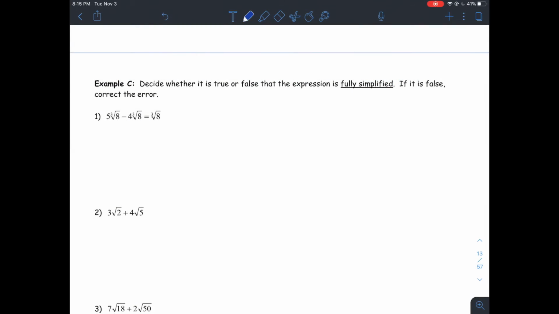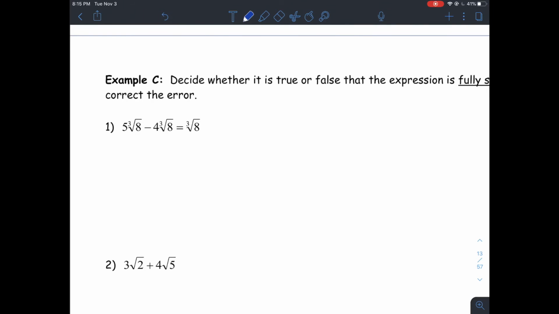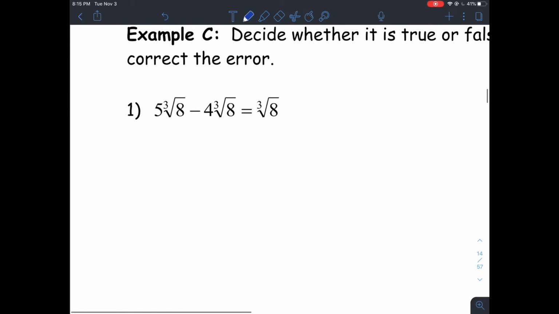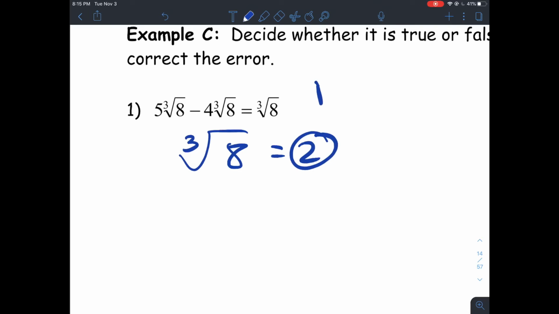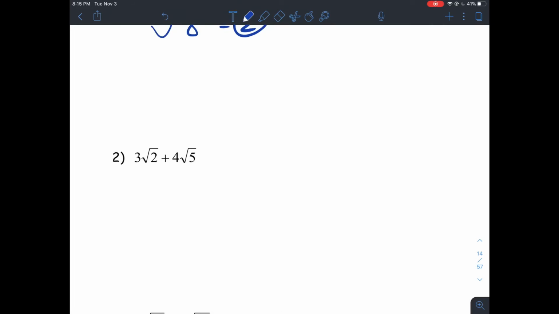All right, so on to part C here. It says, decide whether it is true or false that the expression is fully simplified. If it is false, correct the error. So if we look here, for number 1, it says 5 cubed root 8 minus 4 cubed root 8 equals cubed root 8. So this statement is true. However, they're asking, is it fully simplified? This actually is not fully simplified. Cube root of 8 equals 2. So this one would be false. To fully simplify it, we would need to get it down to 2.